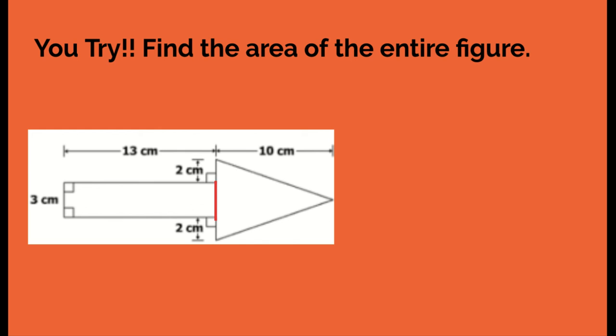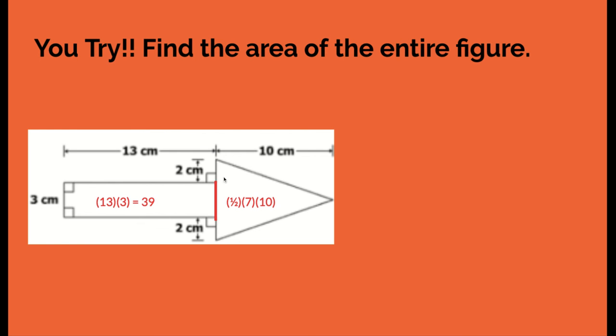I drew a line here and I found that the rectangle is 13 times 3, which is 39 centimeters squared. And the triangle is 1/2 times 7 times 10. So to find the area of a triangle, you do 1/2 times base times height. So the 1/2 is part of my formula.